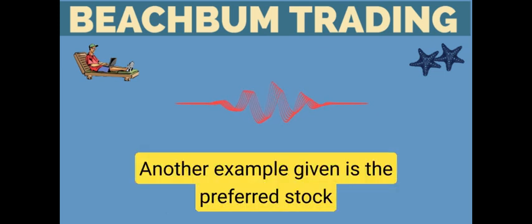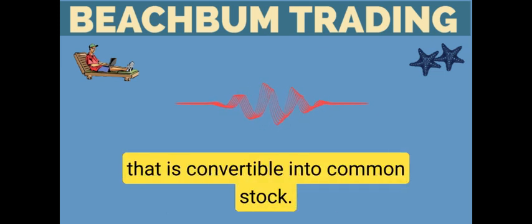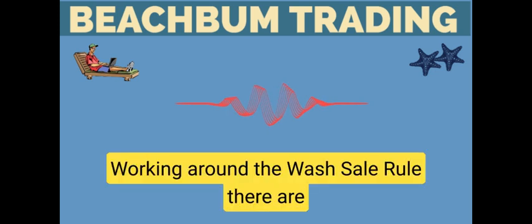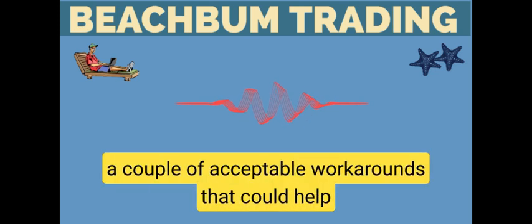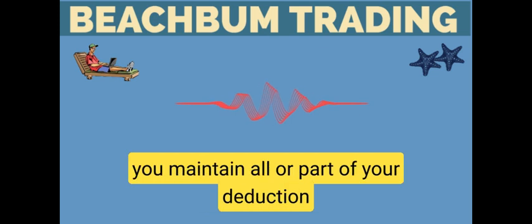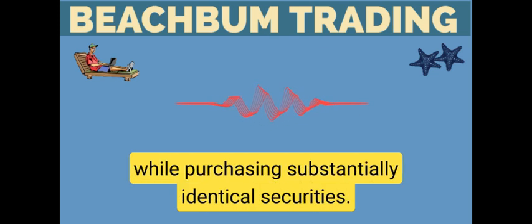Another example given is the preferred stock that is convertible into common stock. Working around the wash sale rule, there are a couple of acceptable workarounds that could help you maintain all or part of your deduction while purchasing substantially identical securities.